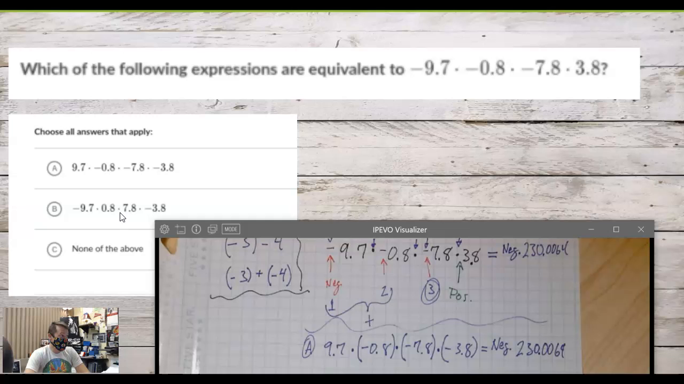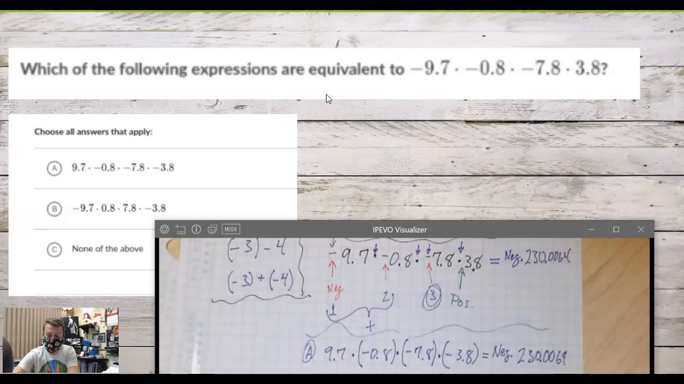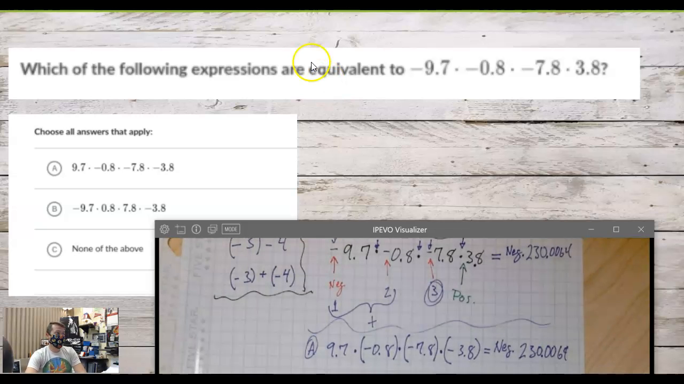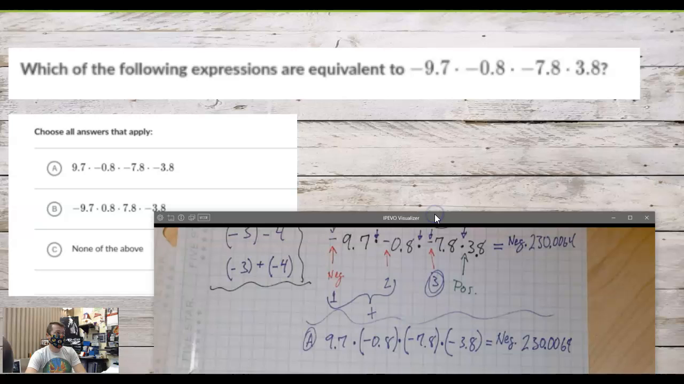B is not an option because there are only two negatives in B, and it will not come out to be negative. It would come out to be positive. Does that make sense? So what we're really looking for in these equivalent expression problems is, is the answer going to be positive or negative? And then separately, are we using the same numbers that we had? So like 9.7, 0.8, 7.8, 3.8, we used the same numbers. We just moved where the negatives were, but that doesn't actually make a difference.